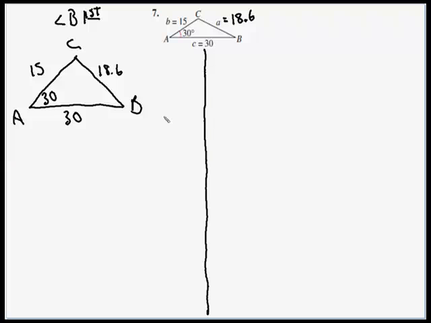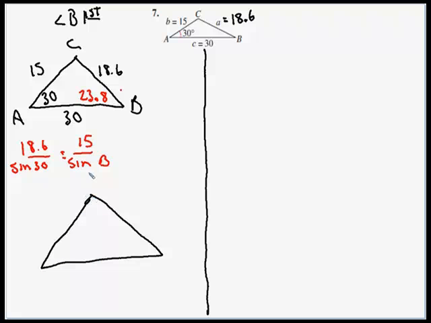So we're going after angle B. So we set up our law of sines. 18.6 over the sine of 30 is equal to 15 over the sine of B. And if we go that way, we get a B of 23.8. So there's that triangle with a 23.8 angle B.